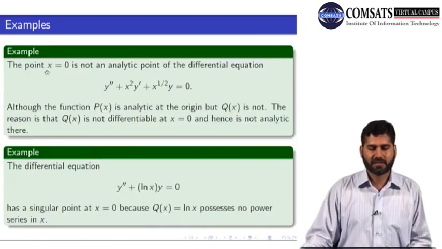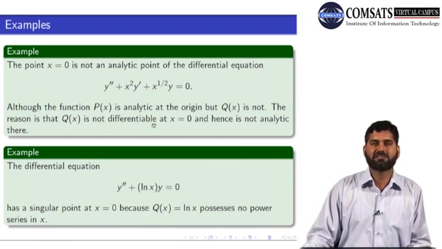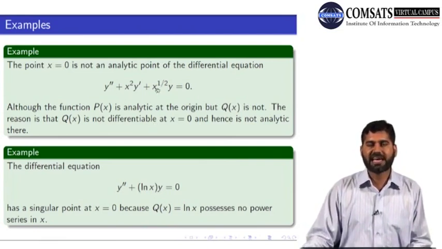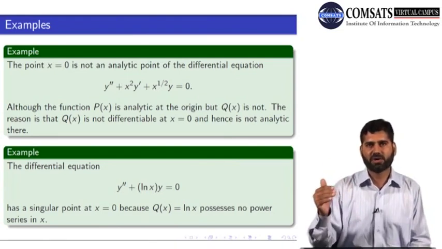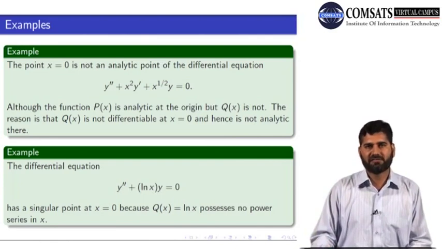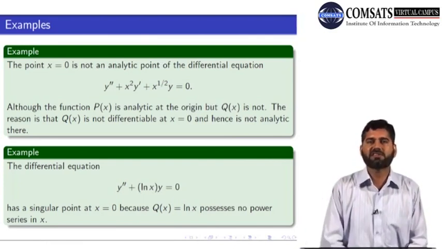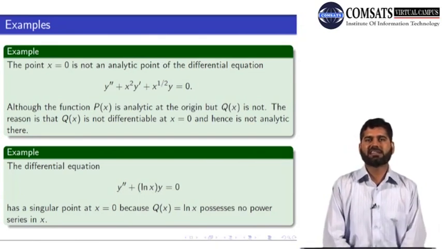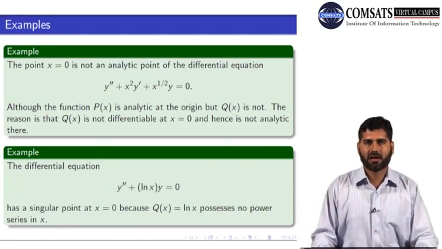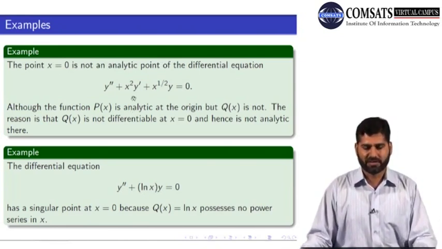Now, in this example, the point x equal to 0 is not an ordinary point of the differential equation, although the function P(x) is analytic at the origin, but Q(x) is not. This Q(x) is not analytic. The reason is this is square root of x. Square root of x is not differentiable at x equal to 0. If you take the derivative of the square root of x, the derivative is 1 over square root of x. 1 over square root of x is not defined at x equal to 0. It's not differentiable. If it is not differentiable, it is not an analytic function. You cannot write this in terms of a power series representation. All right? So x equal to 0 is not an ordinary point of the differential equation.